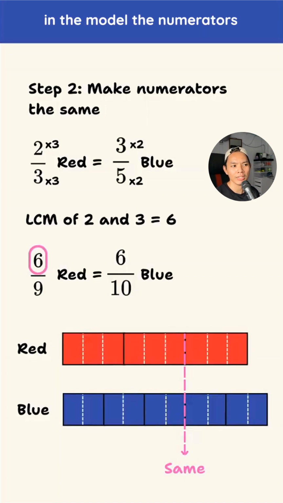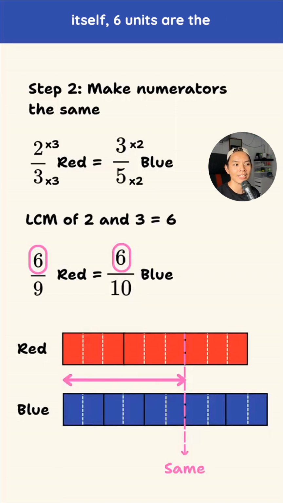And if you were to look in the model, the numerators are the same. That means in the model itself, 6 units are the same for both red and blue. Make sense? Yes. So now we know that 6 units of red and blue are the same.